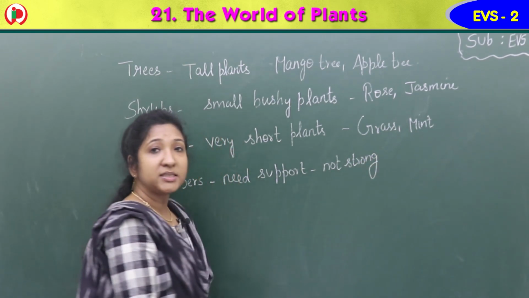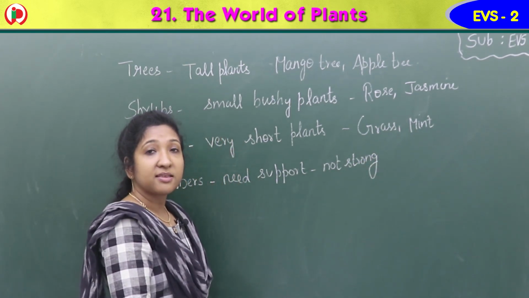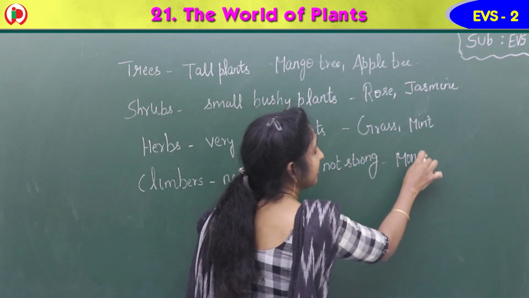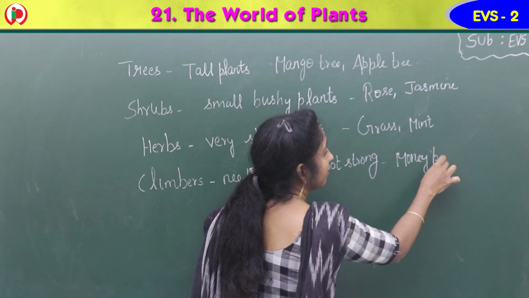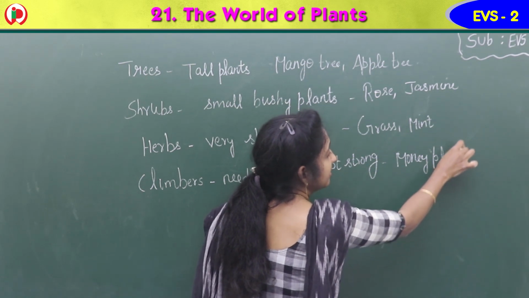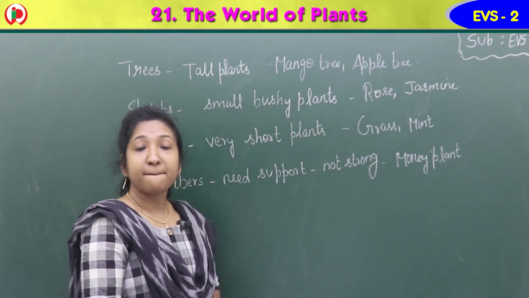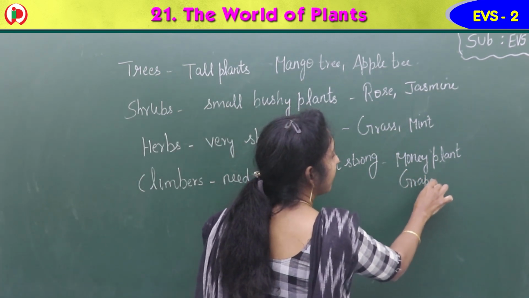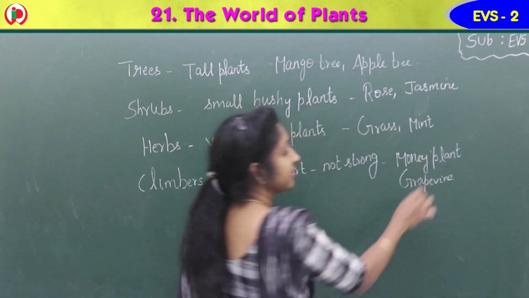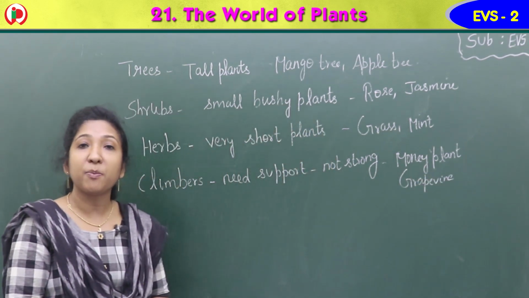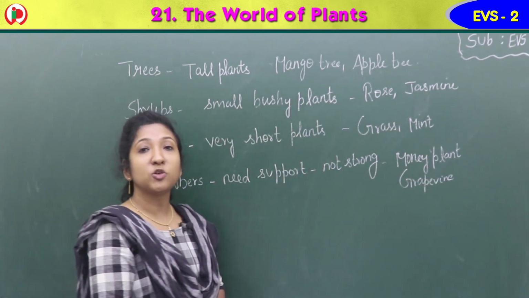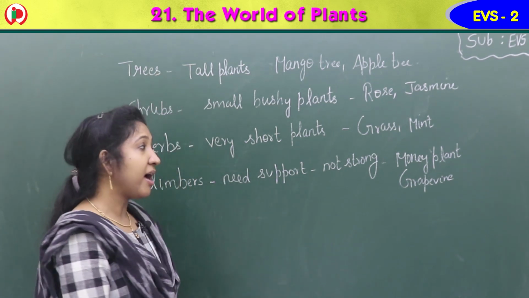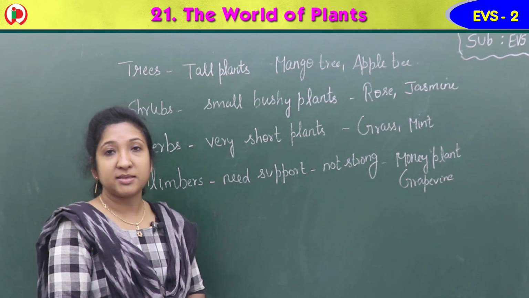So examples, yes, money plant. Money plant is an example. Then one more example, grapevine. Yes, these are the examples of climbers. These plants need support to climb or to grow straight, to stand straight. They need support. They are climbers.